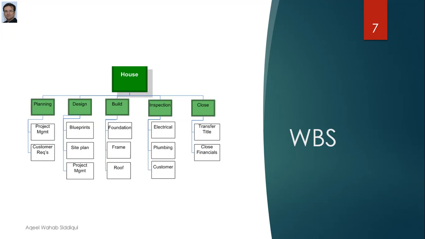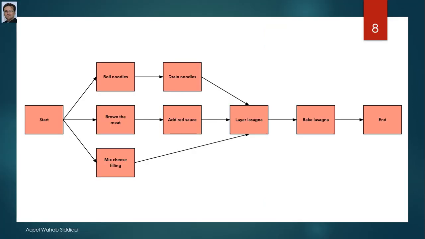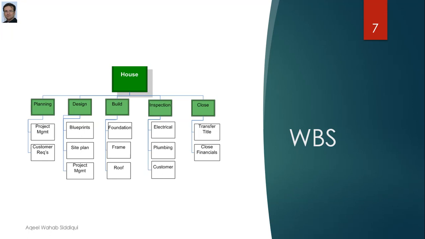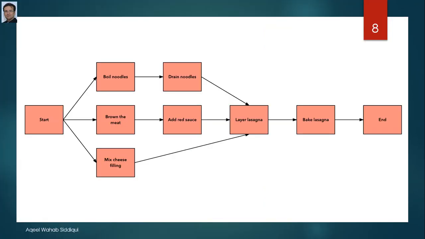So what is the work breakdown structure? That is the graphical representation of your project from top to down. Like if you are going to make a house, you have planning, design, build, inspection and close sections, and underneath you can see different work packages. Based on the work breakdown structure, we further decompose our work packages into more manageable components called activities, where we can assign resources, schedule time, and estimate budget as well. So we prepare a network diagram.